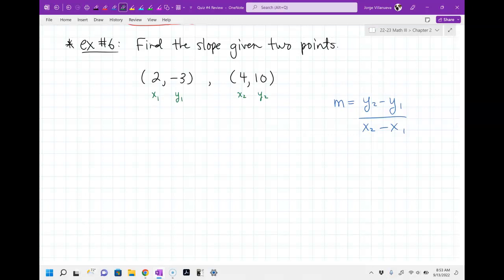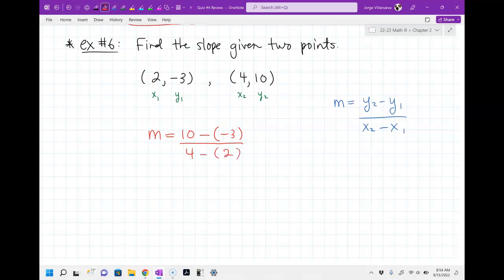And then just plug them in, guys, and please be careful not to mess up with your signs. So remember what I told you guys, when you plug in the x1 and the y1, put those in parentheses so you don't mess up your sign changes. So y sub 2 is 10 minus y sub 1 is -3. Notice how the second number I put in a parenthesis to make sure I see the minus right there. I know I got to change that to addition. And then x sub 2 is 4 and x sub 1 is 2.